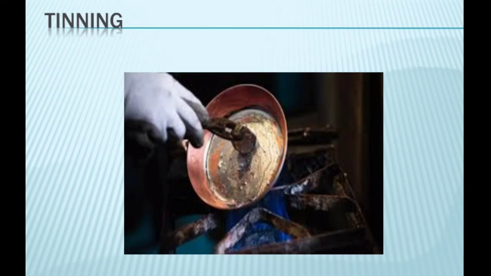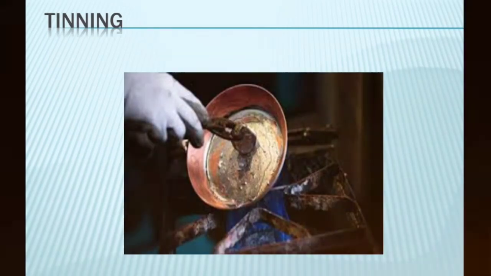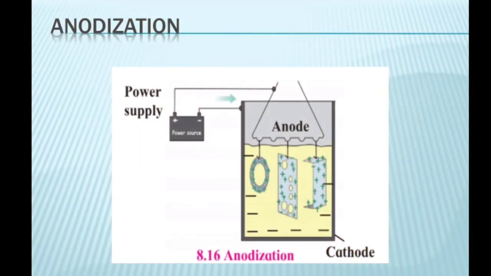Tinning. In this method, a layer of molten tin is deposited on the metals. We call this kalai. A greenish layer forms on the surface of the copper or brass vessel. This greenish layer is poisonous. If buttermilk or curry is placed in such a vessel, it gets spoiled. Tinning is done to prevent all such damages.